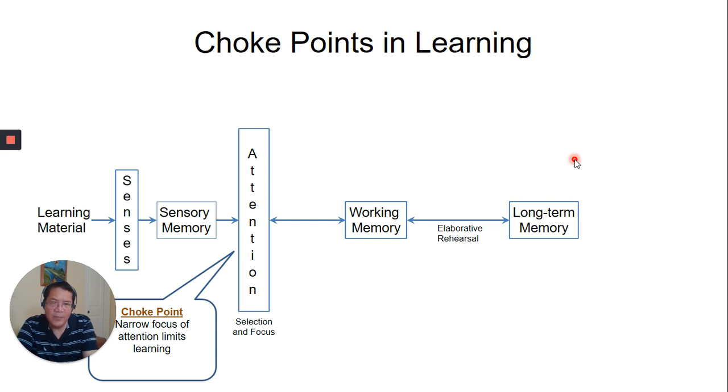Attention is a very narrow focus, and it allows you to be aware of only a very small portion of the environment at any given time. Anything outside of your focus of attention you're not going to really be able to pay attention to. You're not going to be aware of it. But what's really important for students to understand is that you're not aware of everything that you're missing.